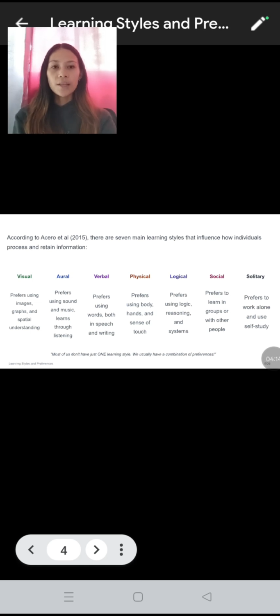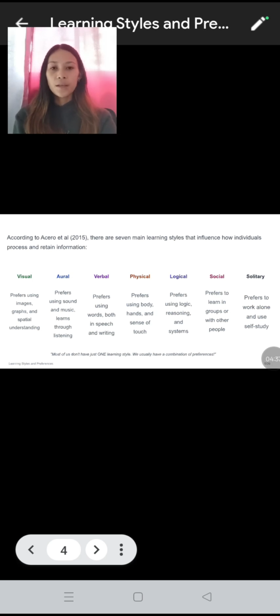Second, oral or auditory learning style. This style is for people who learn best by hearing things, prefer using sound and music, and learn through listening. If listening to lectures, discussions, or reading text aloud helps you remember information, you might be an oral learner.